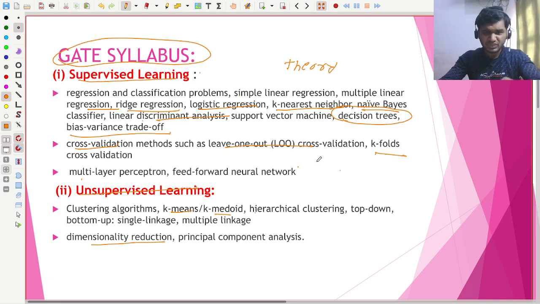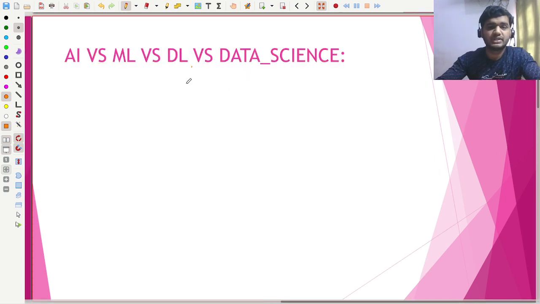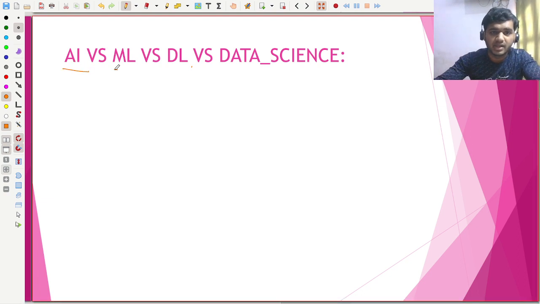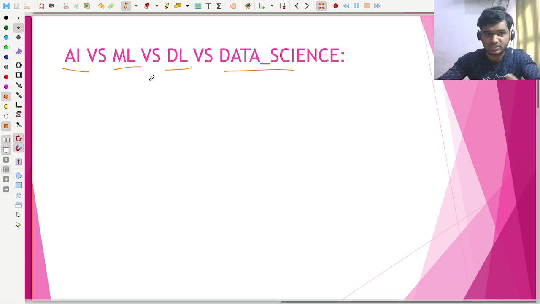So after that, first we'll discuss what is the difference between AI and ML and deep learning and data science. So artificial intelligence versus machine learning versus deep learning versus data science. It is a basic idea regarding AI, ML, DL, and data science.